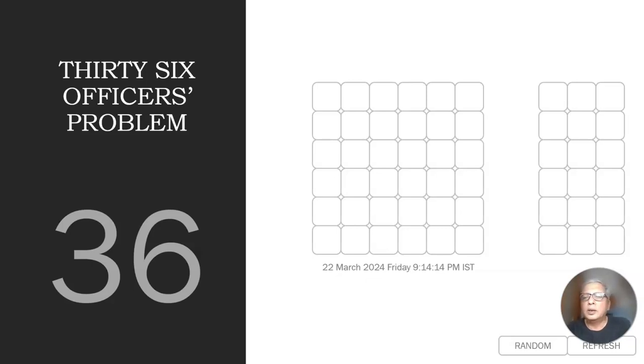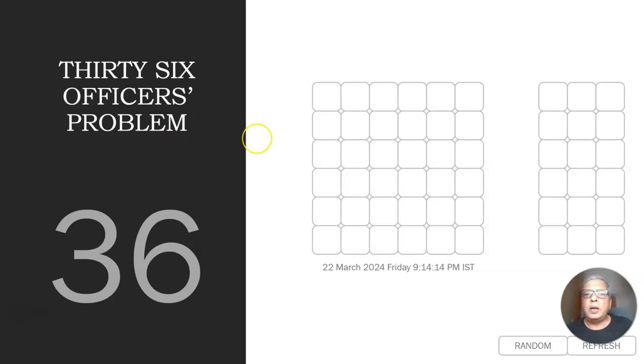Hello friends, today I'll be talking about the 36 officers problem. This problem came up in the late 1700s. The problem is you have 36 officers, each having a rank out of 6 ranks and each having a regiment out of 6 regiments. And each officer has a different combination of rank and regiment.